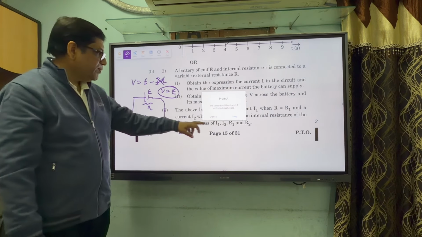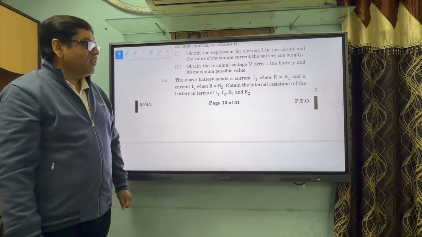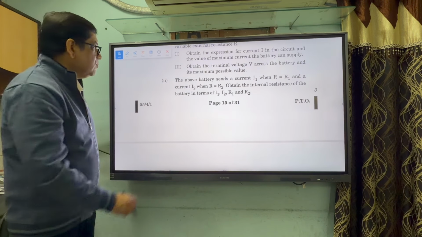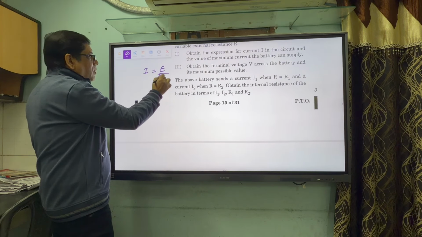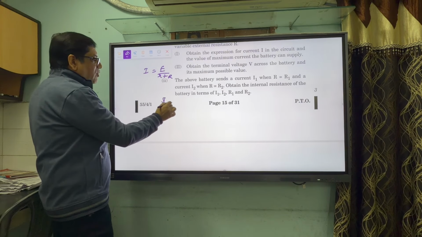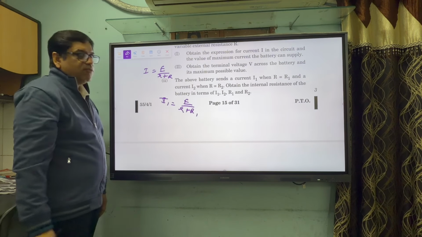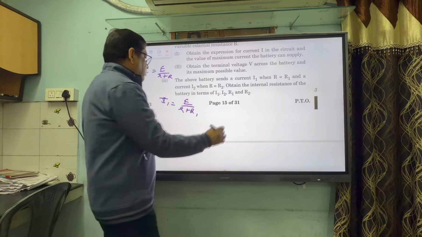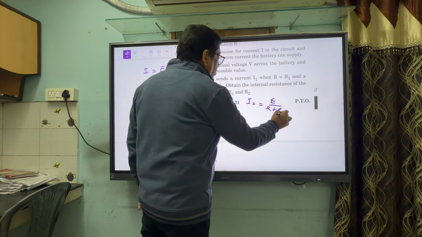Last part of this question. The above battery sends a current I1 when R is R1. So, we just wrote the formula for current. What is it? E divided by small r plus capital R. Current is I1 when external resistance is R1. Current is I2 when external resistance is R2.